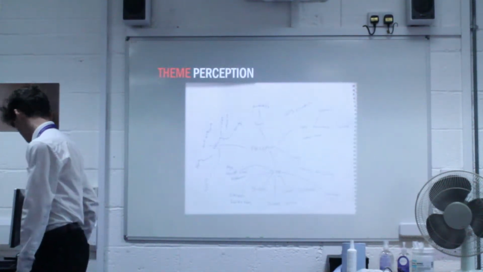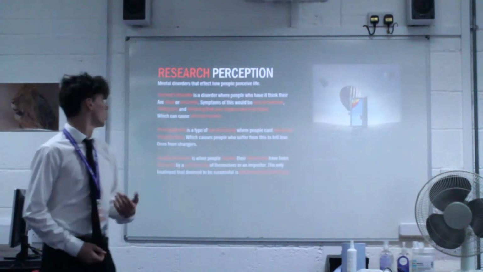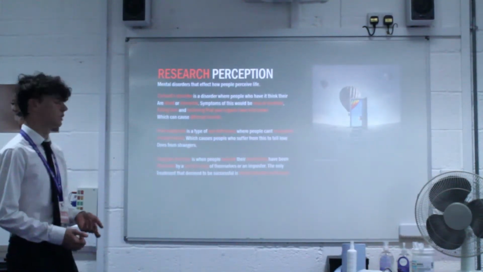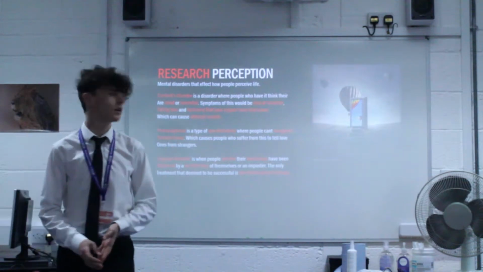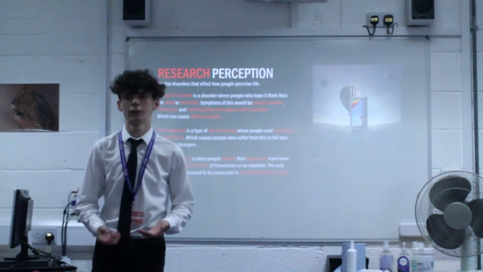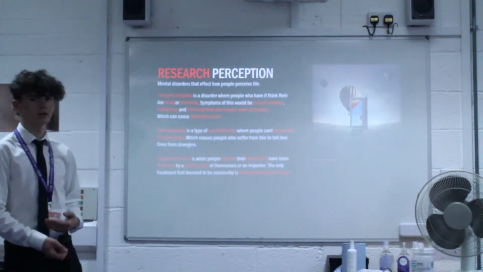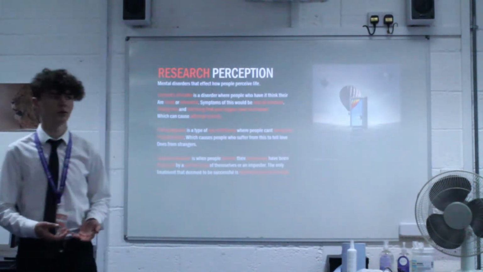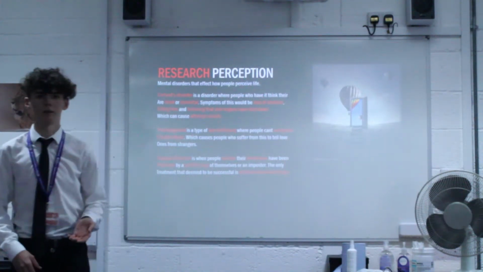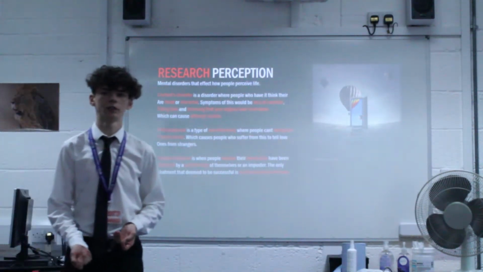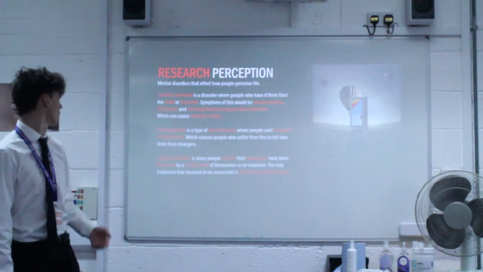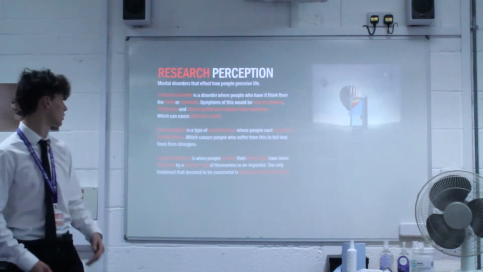So here's my mind map for perception. For perception, I chose to research mental disorders that affect how people perceive life and reality. I've looked into multiple, and these are three that were eye-catching to me. There's one called Cotard disorder, which is a disorder where people think they are dead or immortal. Symptoms of this are loss of emotion, loss of feeling. They practically feel dead. They believe that their organs have all shut down in their body, and they believe they're dead, but they're also alive, which causes attempted suicides. The only way to prevent this is antidepressants and other types of medication like that.